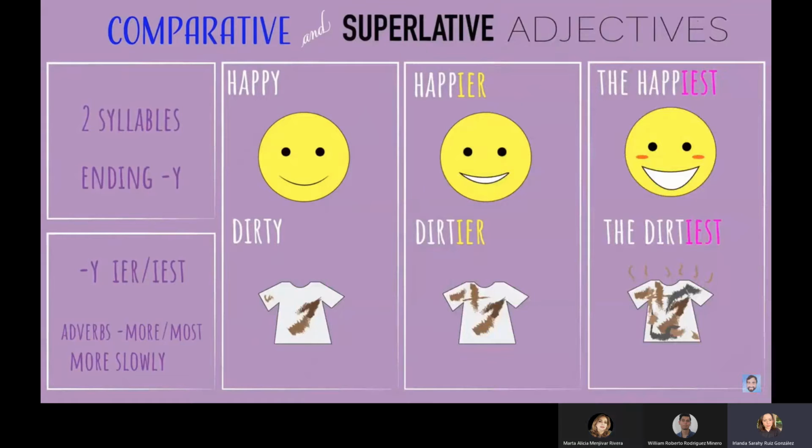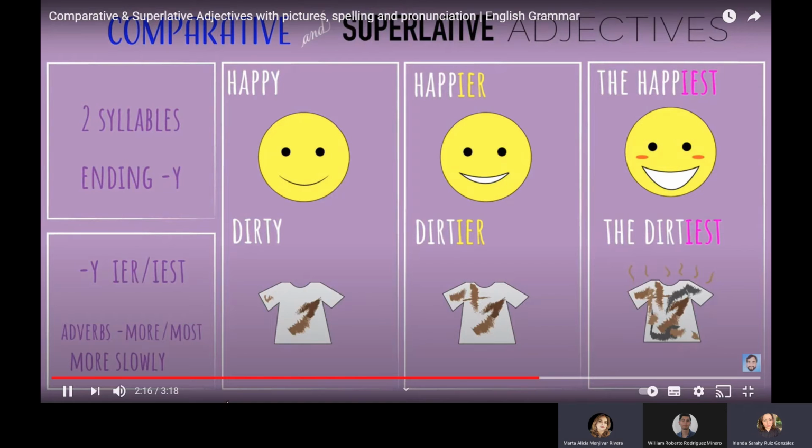These are comparative and superlative adjectives with two syllable adjectives ending in Y. We add IER or IEST to the end of the adjective. Happy, happier, the happiest. Dirty, dirtier, the dirtiest.